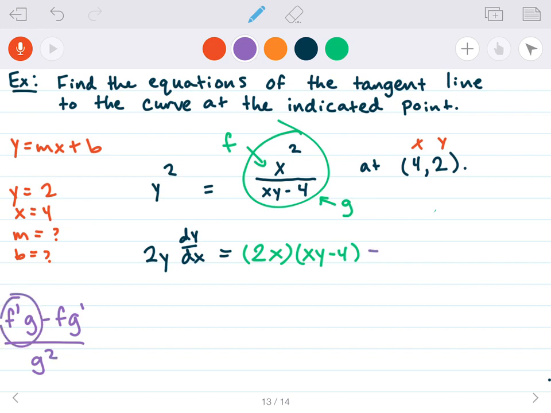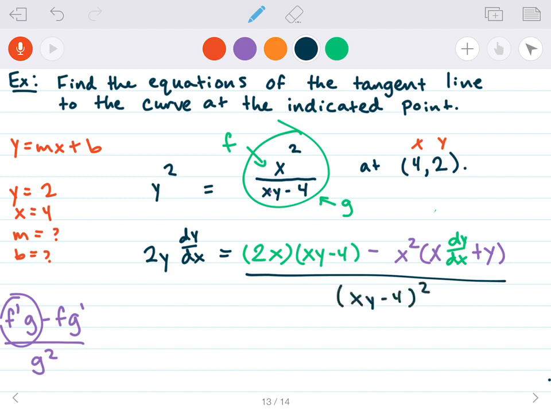Now I take the top and I need to multiply by the derivative of the bottom. Well, the derivative of xy minus 4, I have a product, so I keep the first times the derivative of the second, which is dy dx, plus, now you keep the second, times the derivative of the first, which is just 1. So that's the derivative of xy. Derivative of minus 4 is just 0, so I can just leave it at that. Alright, so now I have the numerator finished, and the denominator, I just have to do xy minus 4 squared, because that's g squared.